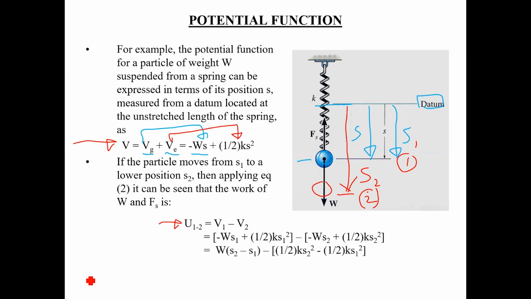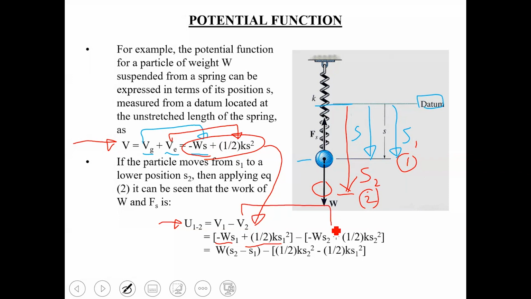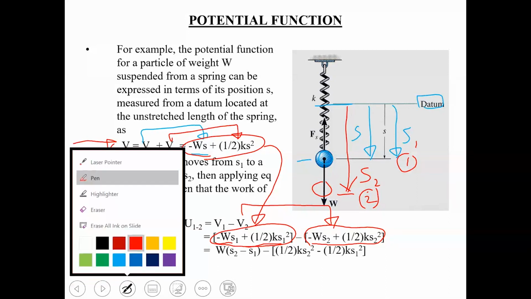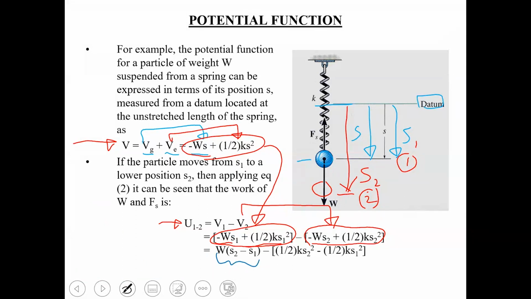So as per this equation, what is going to be V1? V1 is going to be minus WS1 plus half K S1 square. As per our relationship, the total potential energy at position 1 is minus WS1 plus half K S1 square. Similarly, the potential function at position 2 is going to be minus WS2 plus half K S2 square. Yes, sir. Okay. Now let us collect the weight terms together and the spring terms together. So this minus minus would become positive. Collecting the weight terms gives W times (S2 minus S1), and collecting the spring terms gives minus half K S2 square minus half K S1 square.